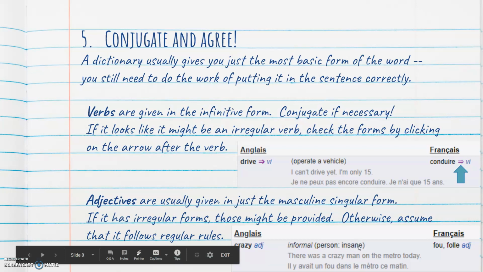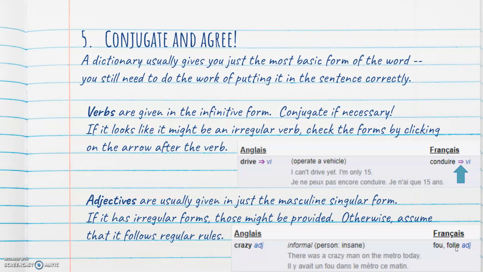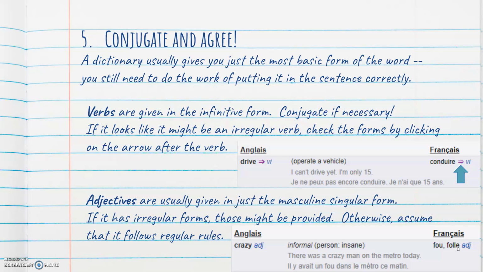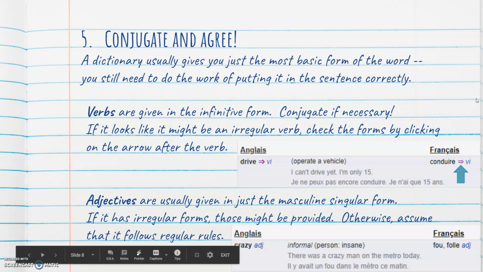You're going to read the information in parentheses. So person who's insane, yep, that's what I want to say. Now over here, it gives me fou and folle. What this tells me is that this is the masculine form and this is the feminine form. It's probably not going to give me the plural versions of those unless the plurals are really weird, but it's at least going to give me the masculine and the feminine.